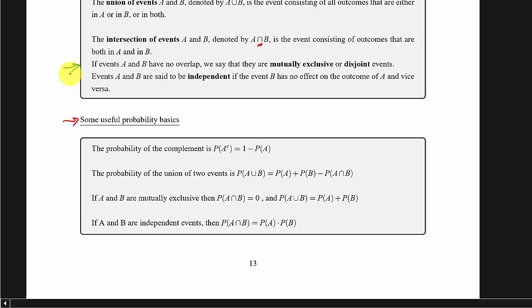So mutually exclusive and disjoint, I think that makes pretty good sense there. They have nothing in common. Okay, that's all it means. And then events A and B to be independent.